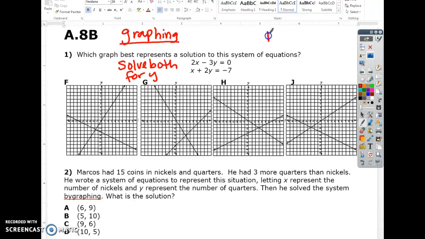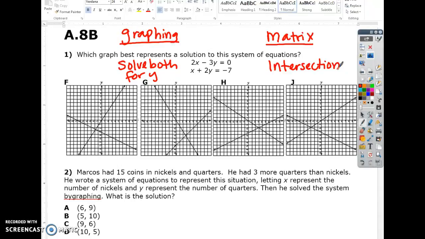Or you can do it by matrix, which will give you the intersection, right? And then you can look at the graphs and see which one has the same intersection. So what is easiest for you right now, and what is easiest based on how they gave you the 2 equations? What's the easiest way to do this? You tell me. Matrix, right?